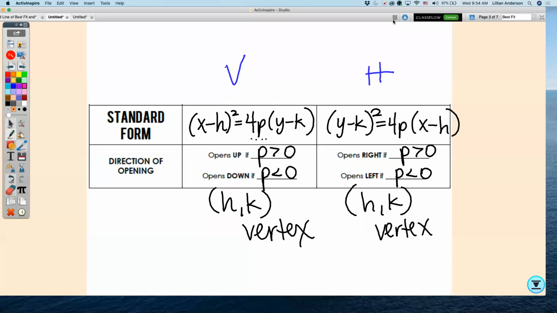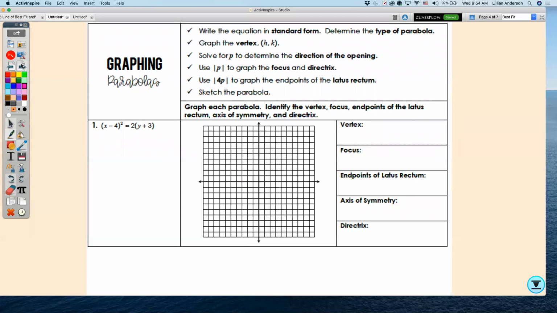So now that we have pretty much all of our definitions of the different features of a parabola, and we have our standard form, let's talk about graphing parabolas. This part right up here at the top is very helpful, okay? When you graph a parabola, you always want to make sure that it's in standard form and determine if it's going to be a vertical or horizontal parabola. That'll give you an idea of which way it's going to open. Of course, graph the vertex, which you'll be able to see when it's in standard form, that is HK.